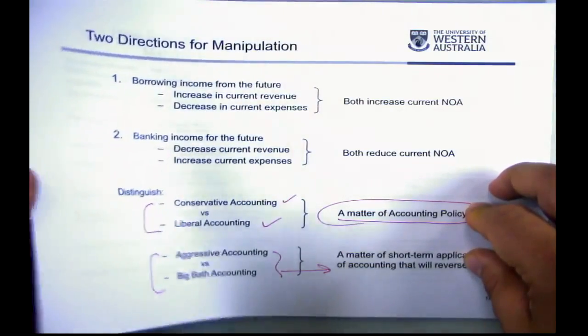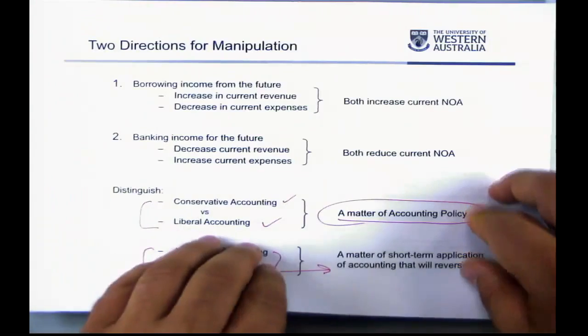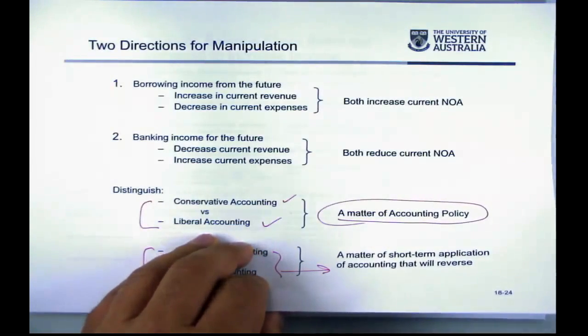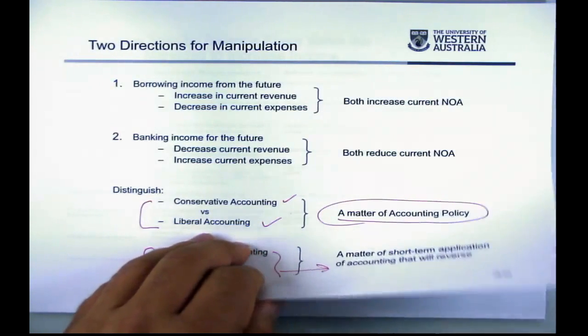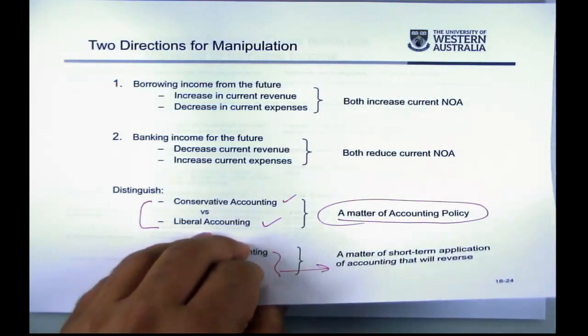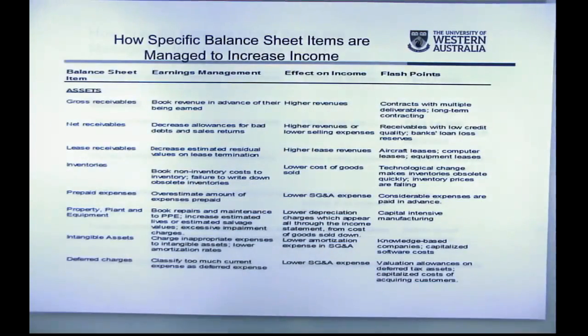For example, if you find a firm claiming a lot of the unearned revenue as revenues for this year unfairly, this is a manipulation. But if you find a firm that doesn't recognize revenue until it is really earned, this is an accounting policy, conservative accounting. Okay?